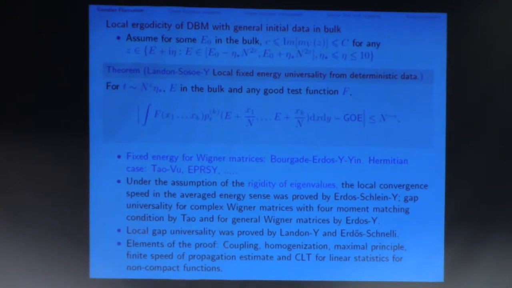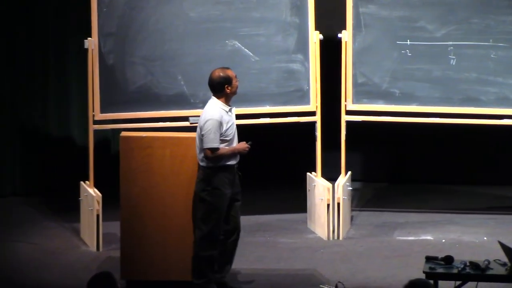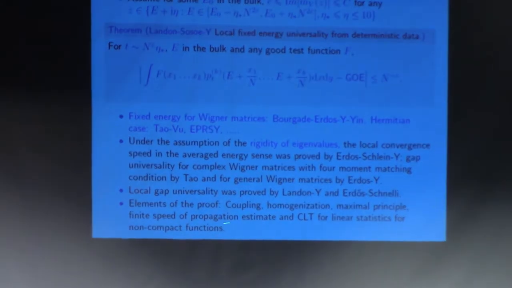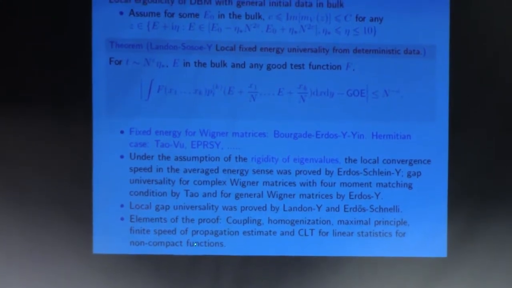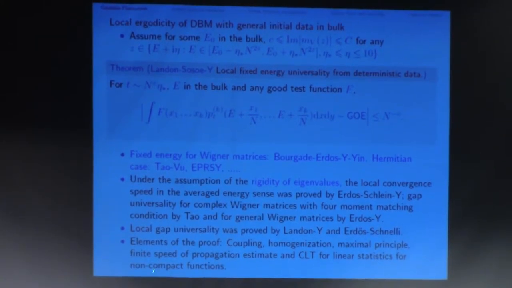Because today what I want to do is something a bit different. So I will not give a detailed proof of this theorem. I'll just list some elements of the ideas. And later on maybe I'll show you one or two pieces, because what I'm trying to do is just show you that the dynamical ideas are actually useful in many places. So the elements of ideas: we use couplings and we also use homogenization. And in some places we use the maximum principle and finite speed of propagation in some sort of particle system method. And also we use the central limit theorem for linear statistics, but for non-compact functions. So, all right.